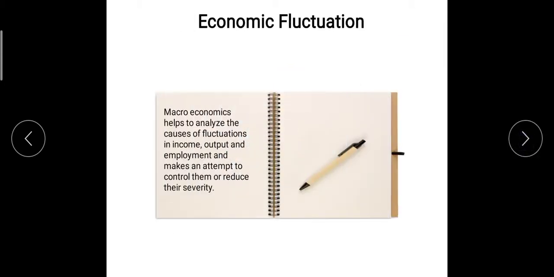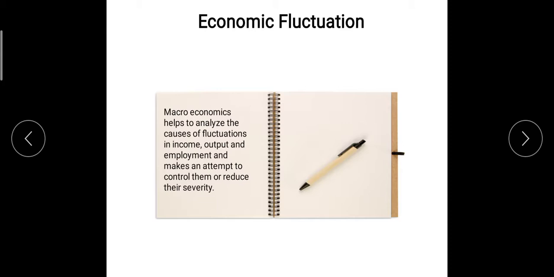Next point is economic fluctuation. Macroeconomics helps to analyze the causes of fluctuation in income, output, and employment, and makes an attempt to control them or reduce their severity. Fluctuation means up and down. In our life also there is some up and down, and we have to face that. Sometimes there is happiness, sometimes we feel sad. Similarly, there will be fluctuation in income, in output, which means production, and then in employment, where we can face unemployment.